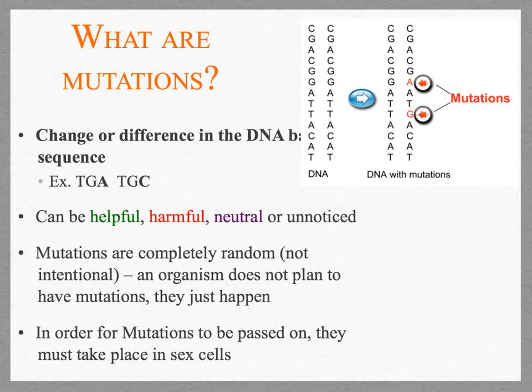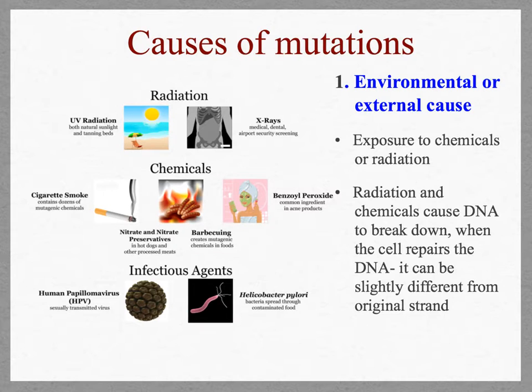Mutations can be beneficial, such as a trait that helps an organism to survive. They can be harmful by causing a disease, or they could be neutral or unnoticed in the physical appearance of the organism. Mutations can take place in body cells or in the sex cells. Mutations will only be passed on to the organism's offspring if they take place in a sex cell. There are two ways in which mutations come about.